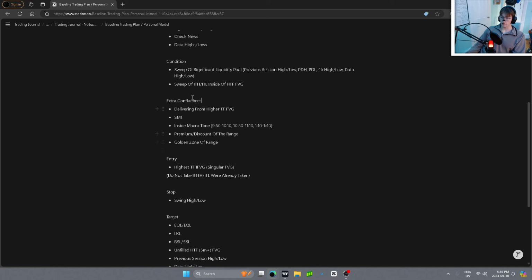Here are some extra confluences: delivering from a higher time frame fair value gap, SMT inside a macro time. Here are the macro times that I'm looking at, which I have an indicator for. We're in the premium or discount of the range, depending on if we're taking longs or shorts, and also maybe in the golden zone of the range.